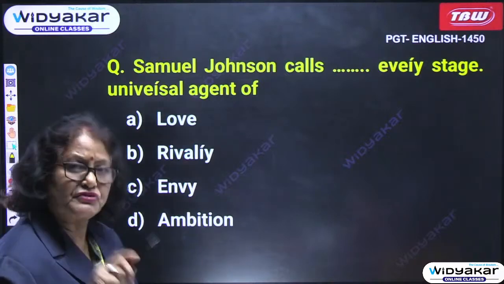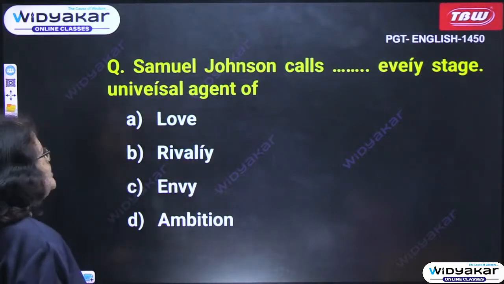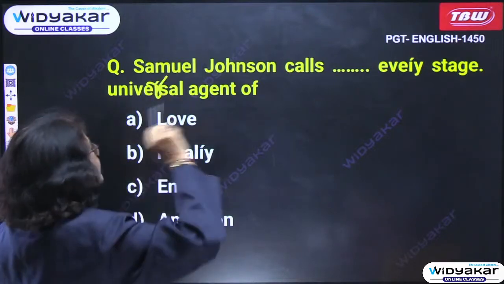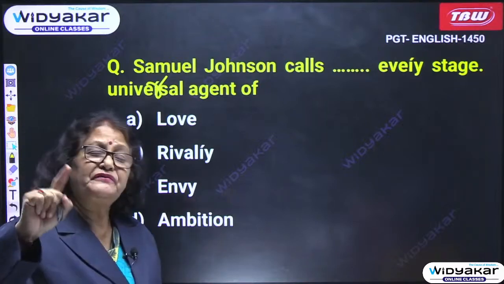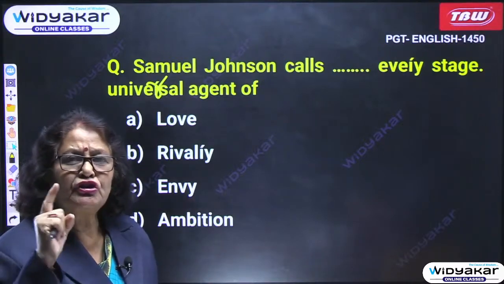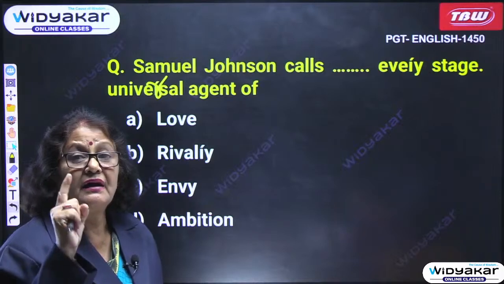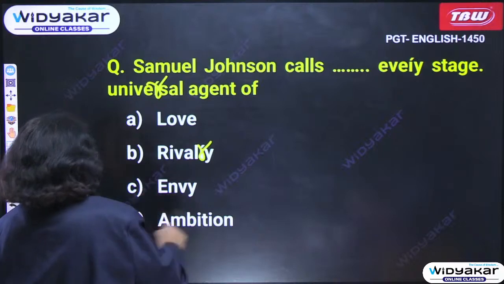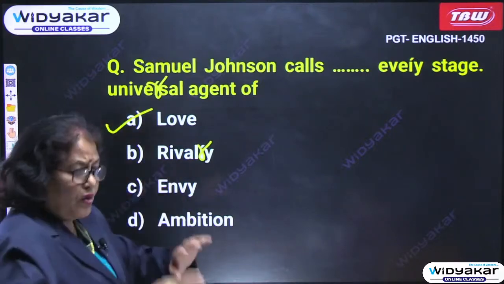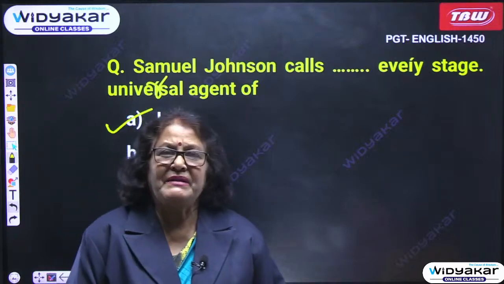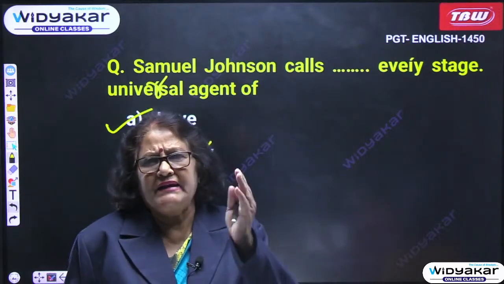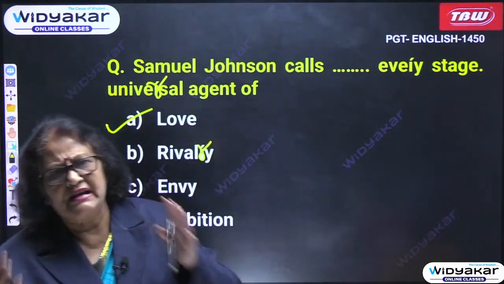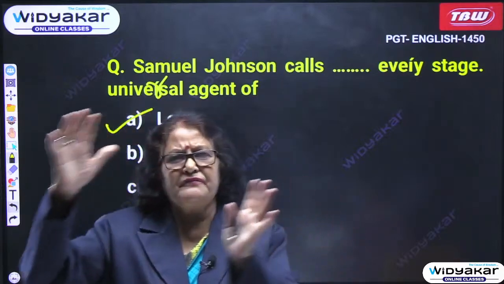The exact line is in the Preface to Shakespeare, where Samuel Johnson calls him the universal agent in every stage, in every country. The universal passion: A, love; B, rivalry; C, envy; D, ambition. It was love. When all the other people in the world hold the passion of love, there was an antagonist, a protagonist, a heroine, a hero, a villain, a misunderstanding, and ultimately everything ends.